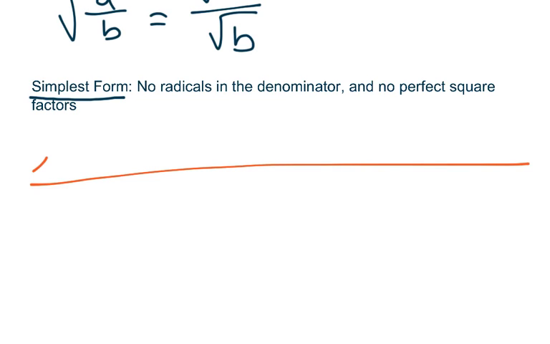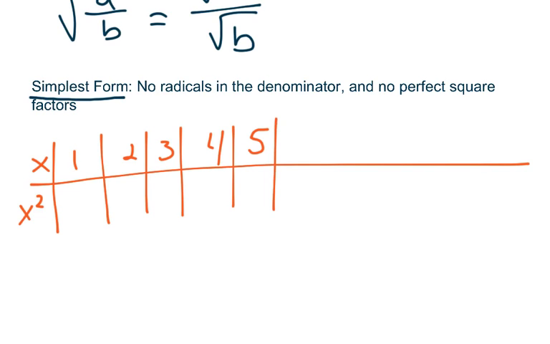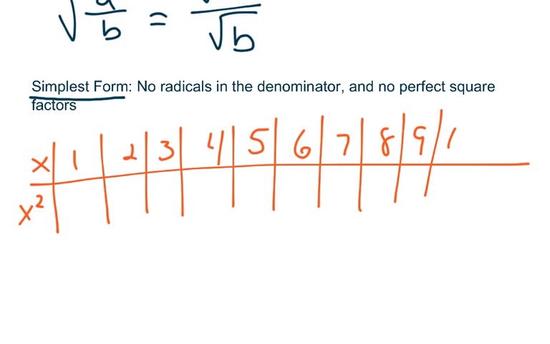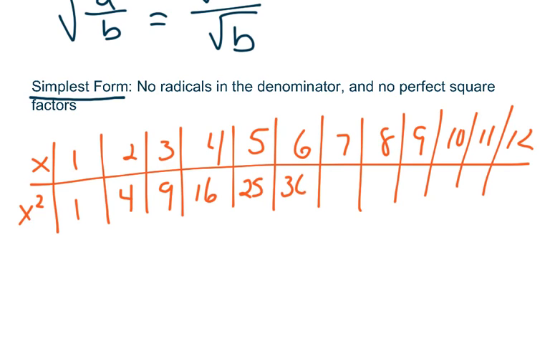So let's start x, and we'll go x squared. So 1, 2, we'll just list the first, maybe 12, 3, 4, 5, 6, 7, 8, 9, 10, 11, and 12. Okay, so 1 squared, that's 1. 2 squared is 4. 3 squared is 9. 4 squared, 4 times 4 is 16. 5 squared is 25. 6 squared is 36.